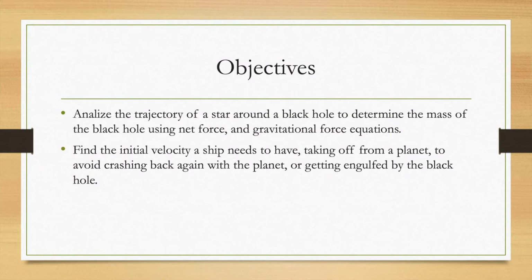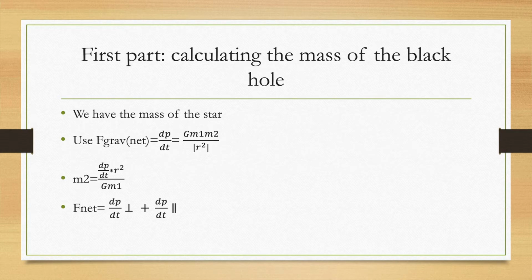The objectives of this lab are to analyze the trajectory of a star around the black hole to determine the mass of the black hole using net force and gravitational force equations, and also to find the initial velocity a ship needs to have taking off from a planet to avoid crashing back again with the planet or getting engulfed by the black hole. For the first part, we are calculating the mass of the black hole.